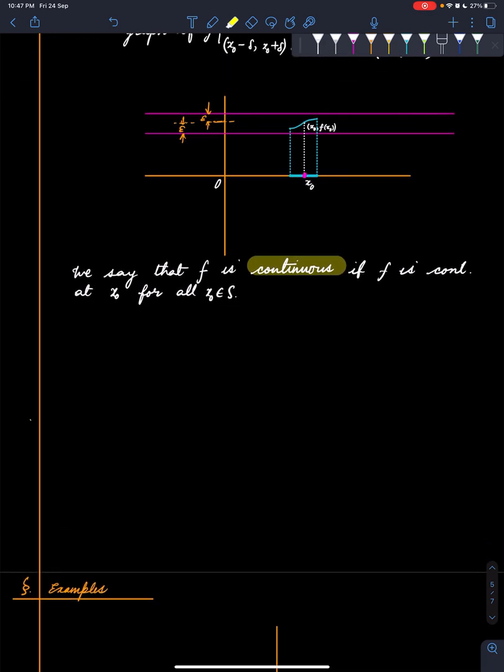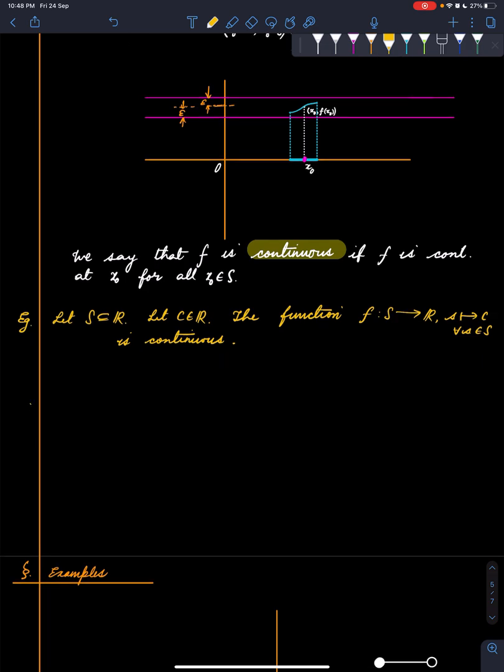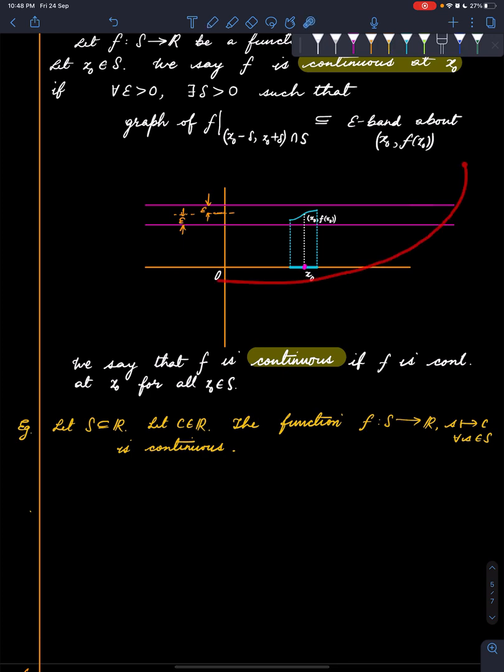Okay, and let me take some basic examples. The constant function, so let S be a subset of R. Let C be any real number, then the function which takes little s to C for all s is continuous. So basically what I'm trying to say is that constant functions are continuous. And again, this is actually very, very clear.